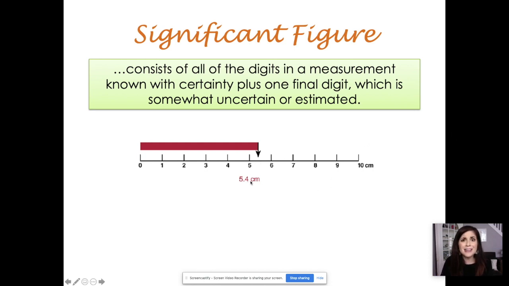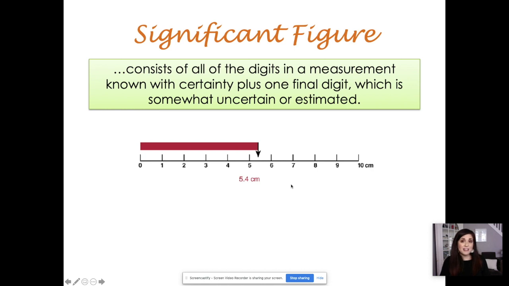I can't say that this red line is 5.437500214 centimeters long, because I can't read that far out according to this device. So this particular measurement would have two significant figures.